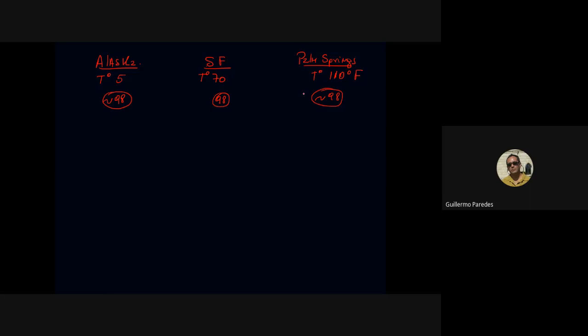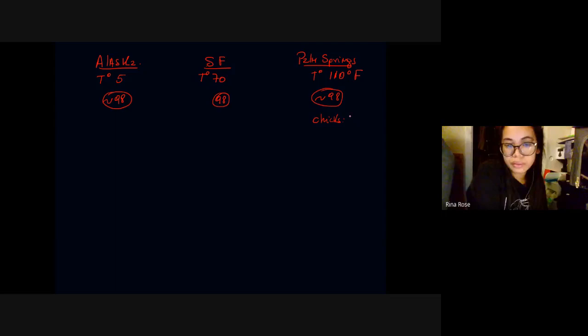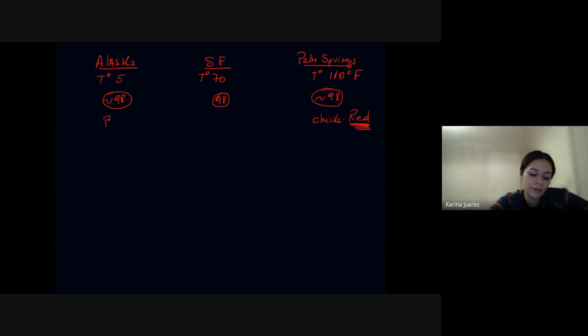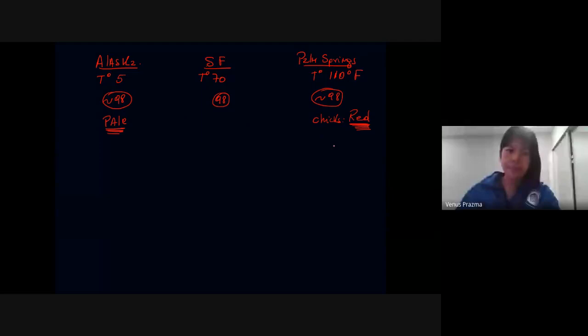Okay, so now, what happened in Palm Springs? You have 110 degrees Fahrenheit. What happened with your cheeks? They're red. Right? Yes or no? Yes. If you go to Alaska, how is your skin? Your cheeks are going to be? Pale. Pale, correct? We got it? Yeah. Okay, so let's start.